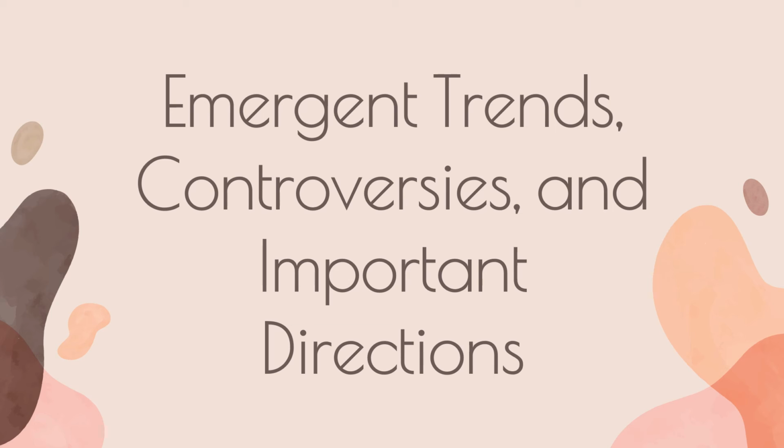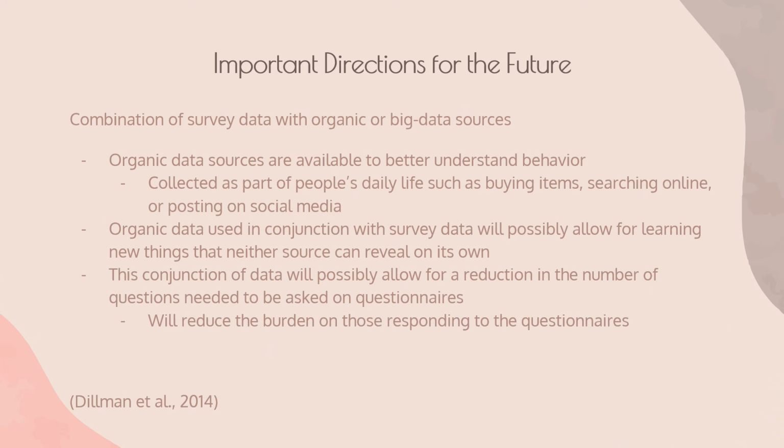Finally, we will discuss emergent trends, controversies, and important directions for survey research in the future. One important direction for the future of survey research is a combination of survey data with organic or big data sources. Organic data sources are available to better understand behavior and are collected as part of people's daily life, including buying items, searching online, or posting on social media. Organic data used in conjunction with survey data will possibly allow for learning new things that neither source could have revealed on its own. This conjunction will also possibly allow for a reduction in the number of questions needed to be asked on questionnaires, which would therefore reduce the burden on the respondents of questionnaires in the future.